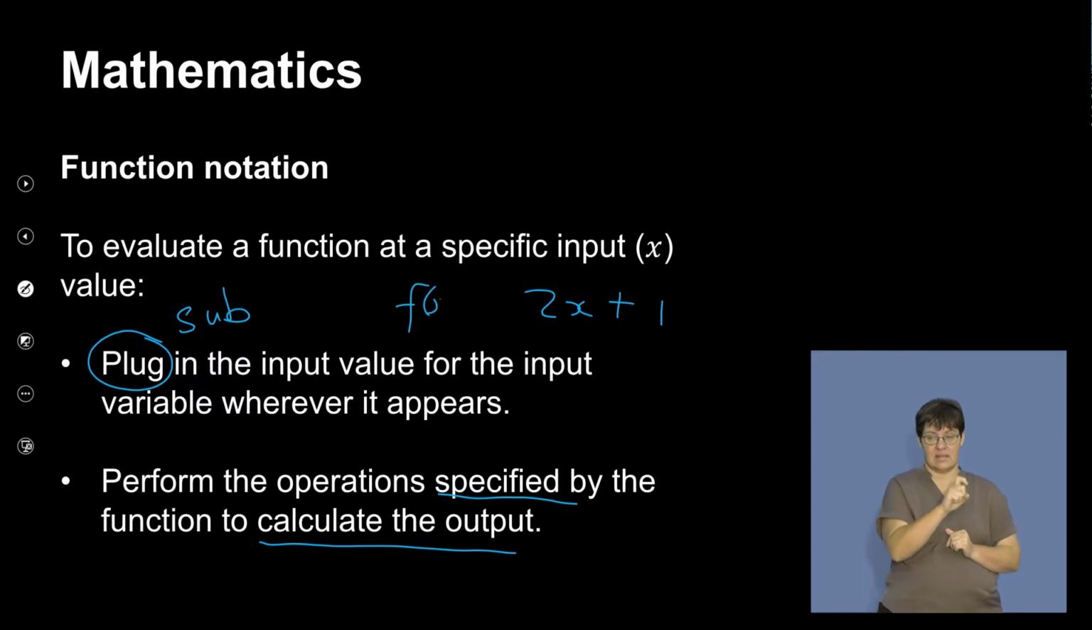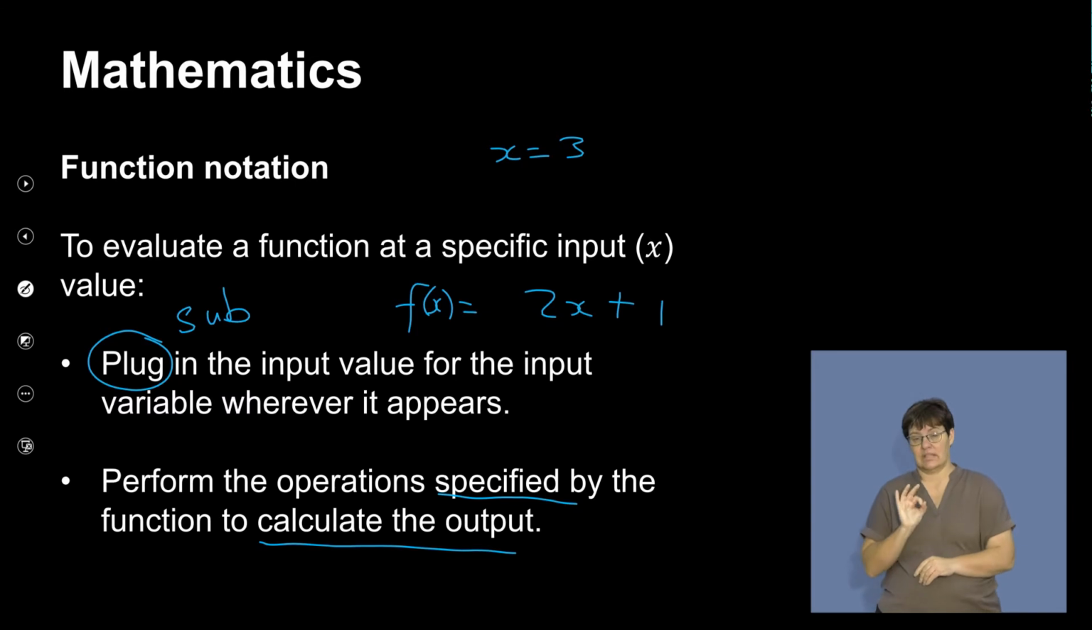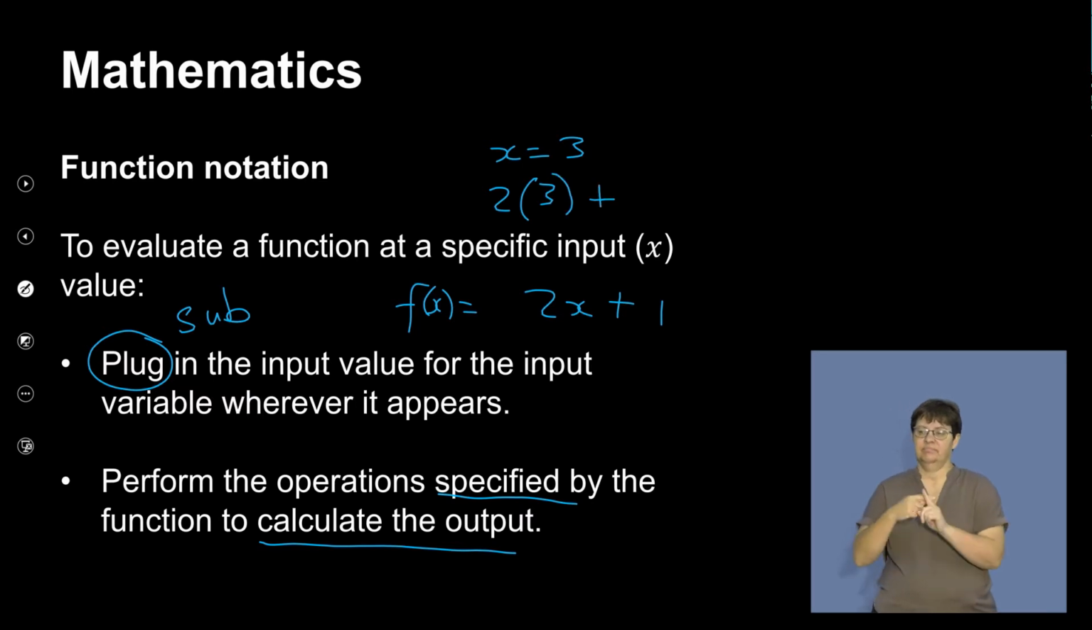So it's f of x equals to that. It means that if I want to find a specific point, maybe at x equals 3, wherever I see x, I must substitute it by the 3. So replace it by the 3, which will make it 2, open the bracket, 3, and then plus 1.